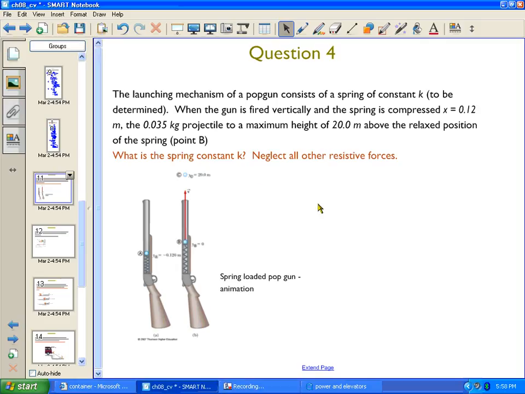Welcome to part 2 of the problem-solving session for Chapter 8. We begin where we left off at question 4.